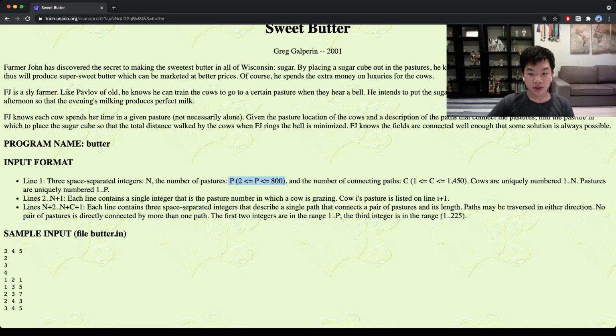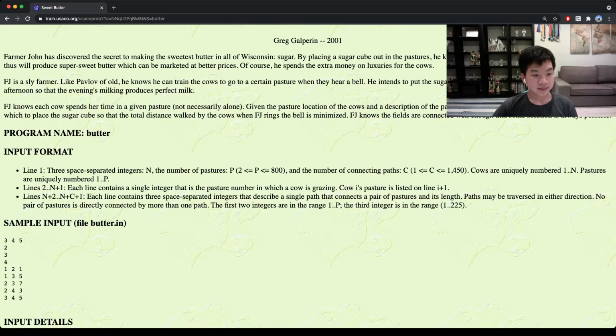And there are C edges, or C paths, that connect two pastures, where each path has a distance. For example, if we look at the input, path number 1 connects pasture 1 and 2, and it takes a total of 1 unit of distance to traverse this path. The second one connects pasture 1 and 3, with a distance of 5.